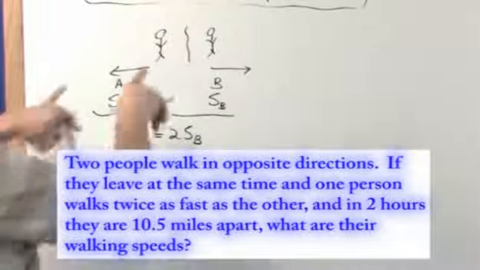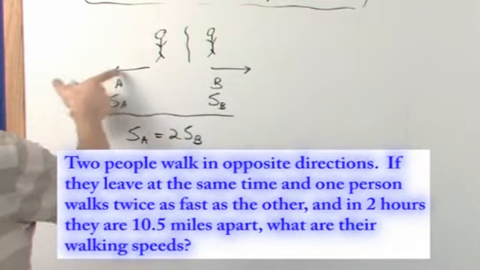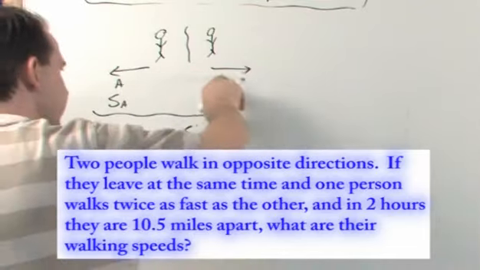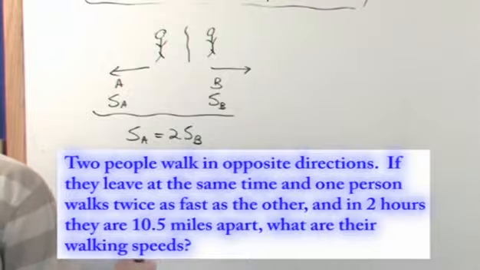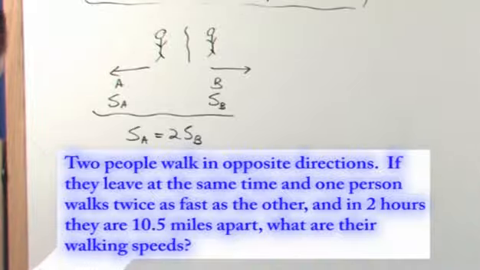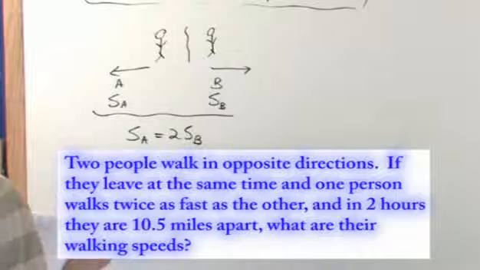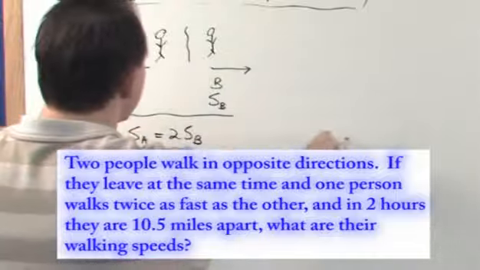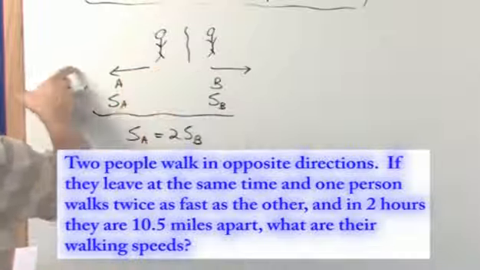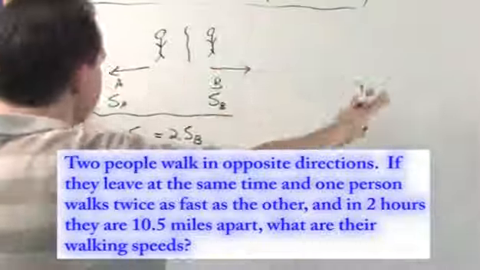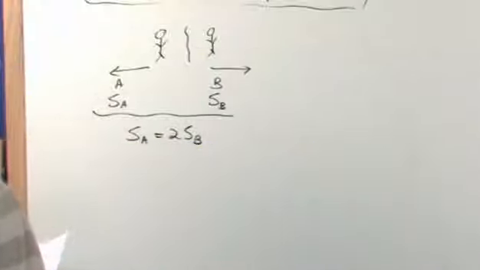Now, we know they start at one point and they move out. We know that after a certain amount of time, he's going to go a certain distance. But all we know is that after 2 hours, they're 10.5 miles apart. So what we want to write an equation for is how far they've walked in a certain amount of time. The distance he's walked and the distance he's walked individually, you add them together, and they equal 10.5 miles. That's what we're going to try to do here.